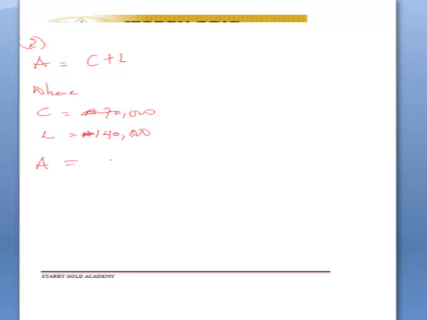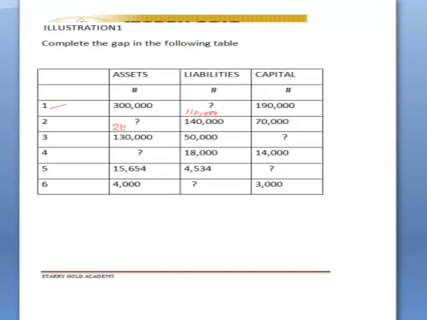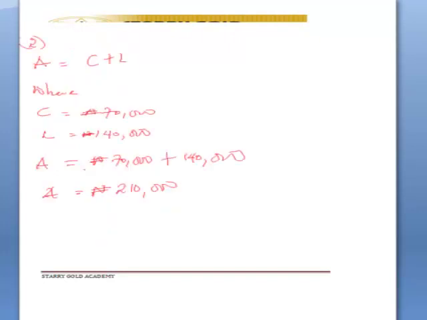So A equals 70,000 plus 140,000, and the asset will be 70 plus 140, and that is 210,000. So A is 210. Okay, then 3.